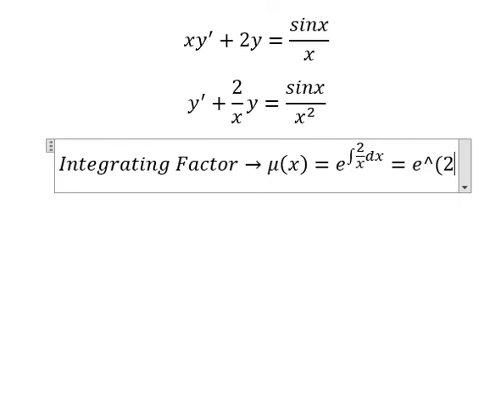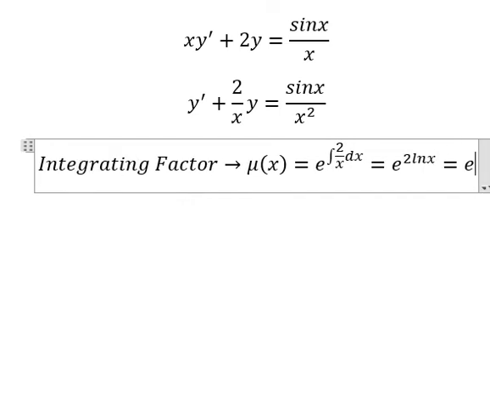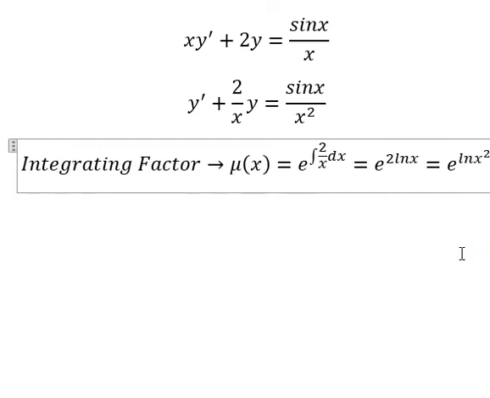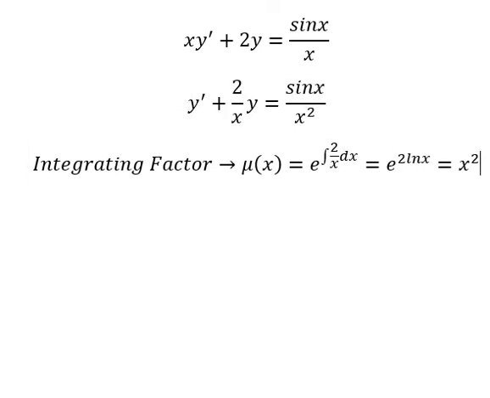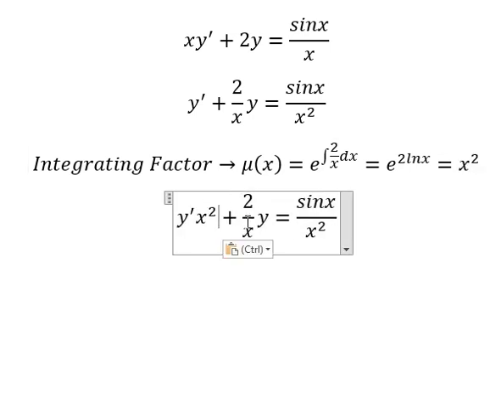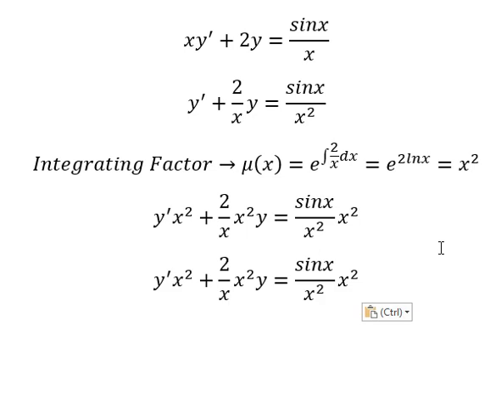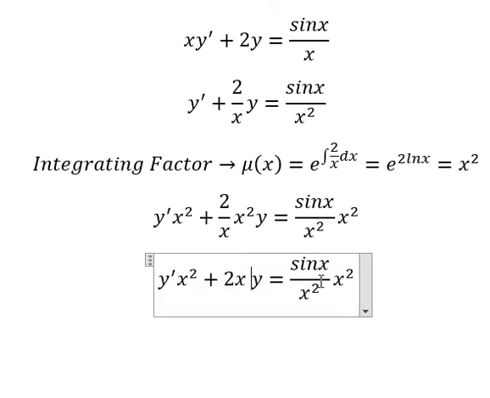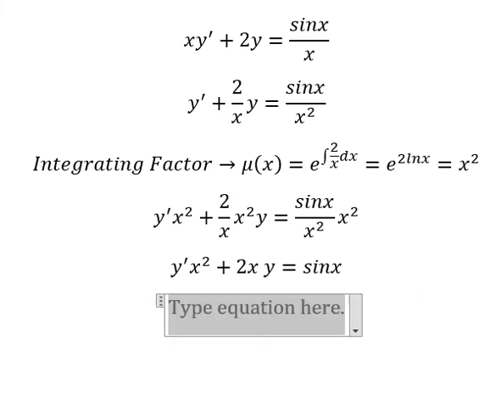This one we have 2 ln x. Later we put the number 2 inside the natural log in here, and this one we have x squared. That means we multiply both sides by x squared. This one we have 2x, this one we have sin x. Next, I will put the integration on both sides.